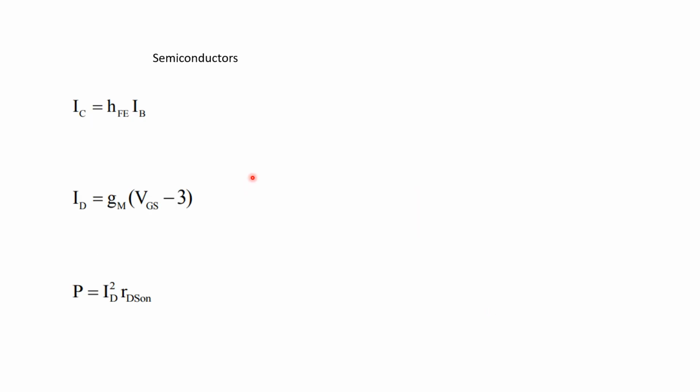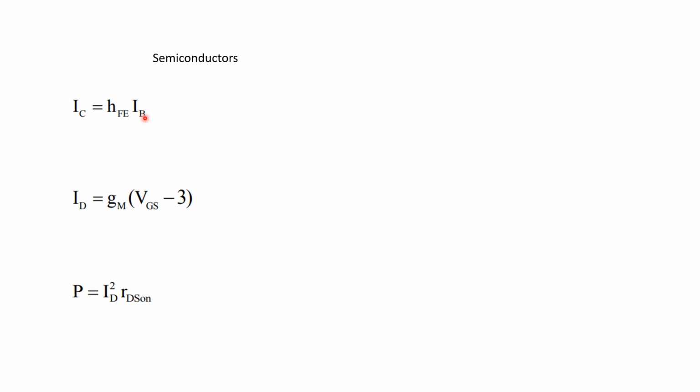Okay, so semiconductors. You have transistors and you have MOSFETs. For transistors, there's a simple equation: the input current, which is called the base current, multiplied by the gain, which we call HFE, the gain of the transistor, equals the output current, which is the current that goes into the collector. It's as simple as that.